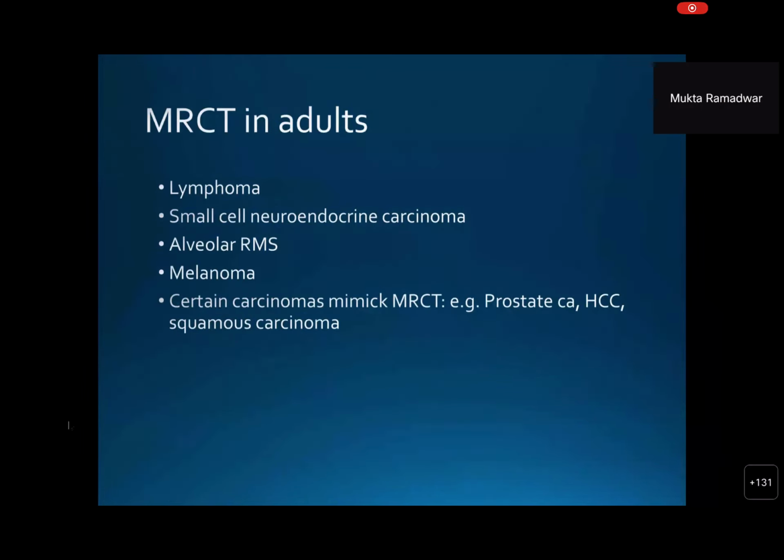As I said, round cell tumors do occur in adults as well. When we are thinking about them, think about lymphomas, small cell neuroendocrine carcinomas, alveolar rhabdomyosarcomas. Melanomas can show small round cell morphologies, and subtle carcinomas can mimic malignant round cells. If you're not aware of it, it is a big pitfall. Also consider prostatic carcinoma, the small cell variant of hepatocellular carcinoma, and a few more as well.